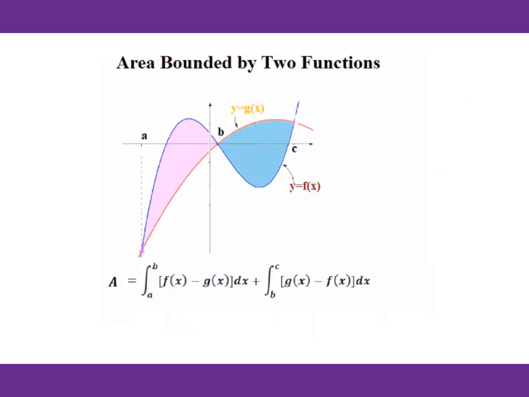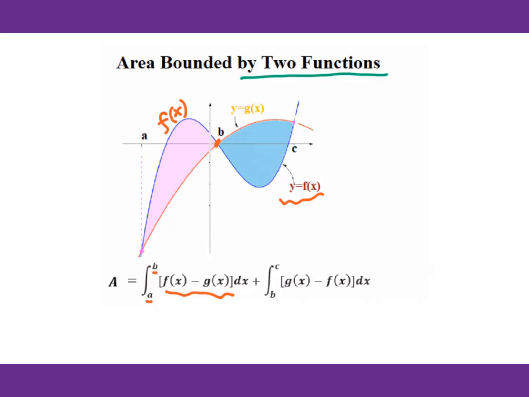If we are looking for the area bounded by two functions, you have to figure out the intersections first. Then make sure the subtraction of the graphs is positive. For example, we do know that from a to b, this is f of x, and f of x is above g of x. Therefore, we use f of x minus g of x from a to b.